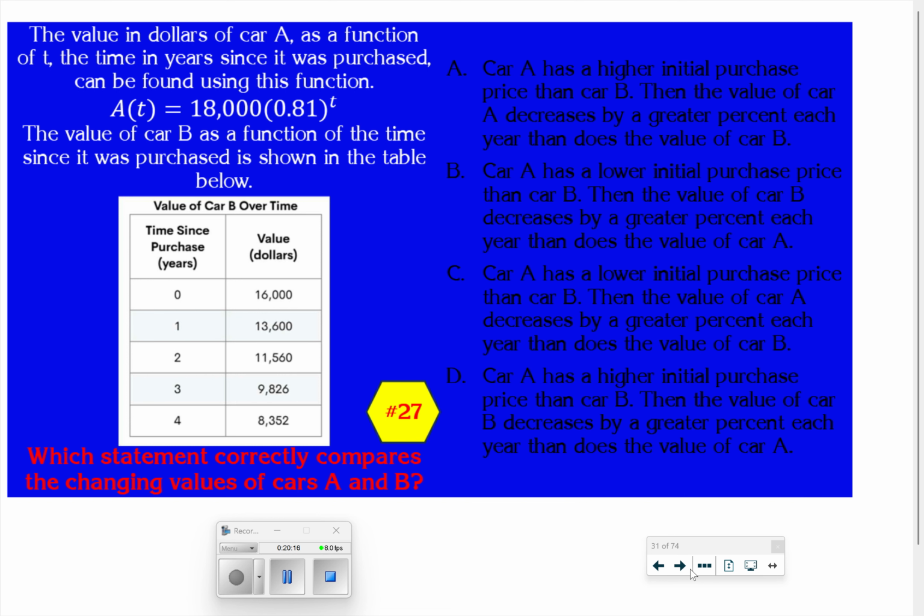All right, the value in dollars of car A as a function of T, the time in years since it was purchased, can be found using the function A of T is equal to 18,000 times 0.81 raised to the T. The value of car B as a function of the time since it was purchased is shown in the table below. So we got two cars here. And what you want to do is figure out which statement correctly compares the changing values of car A and car B. So take a minute and see if you can figure that out.